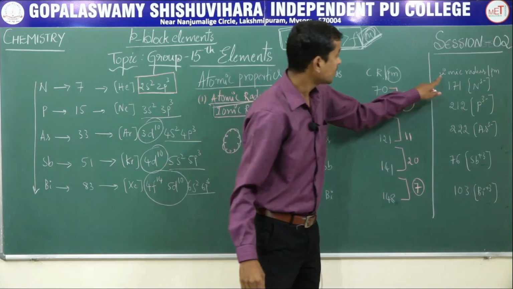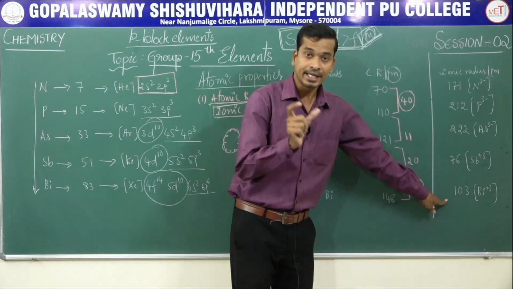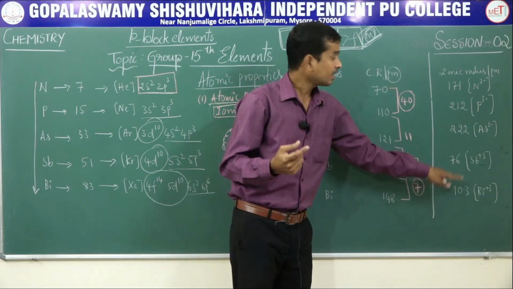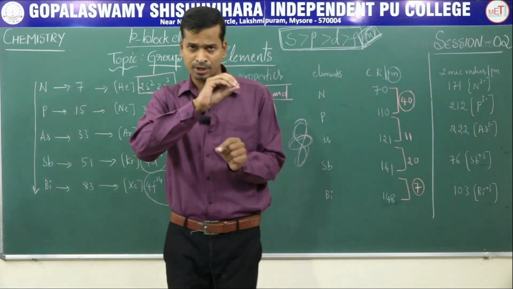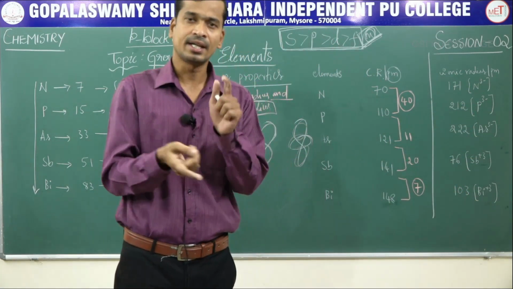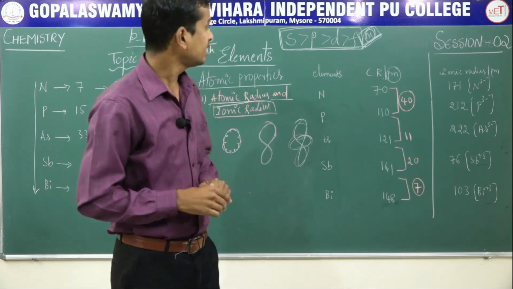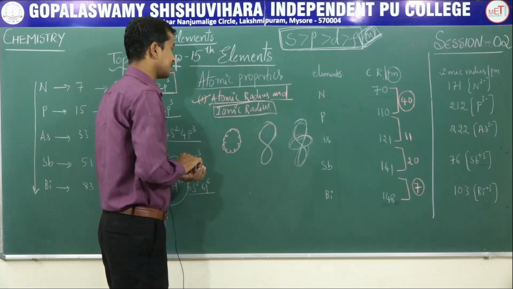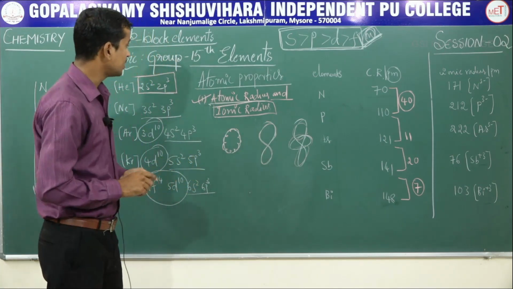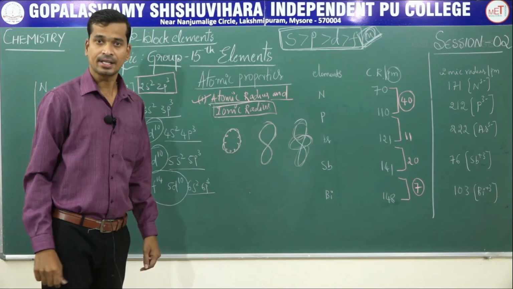The variation of ionic radius is different for different oxidation states. Ionic radius is not the same for everything, not constant, either cationic radius or anionic radius. That is the first atomic property of group 15 elements: atomic radius and ionic radius.